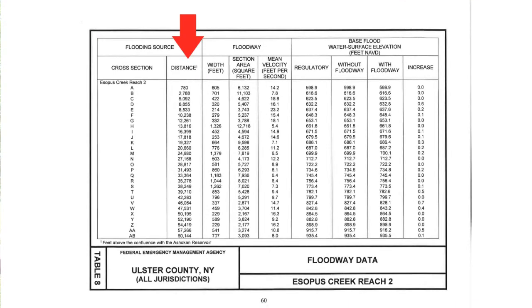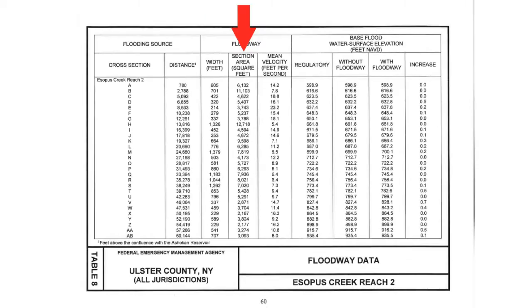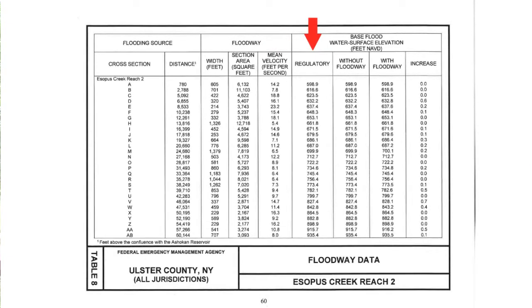The second column shows the distance each cross-section is above a certain point in the stream. In this case, it is the number of feet above the confluence with the Ashokan Reservoir. The third column shows the width of the floodway. The fourth column shows the section area in square feet of the floodway. The fifth column shows mean velocity in feet per second for the floodway. The sixth column shows the regulatory base flood elevation.